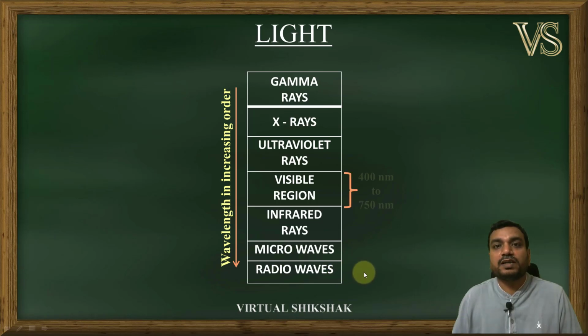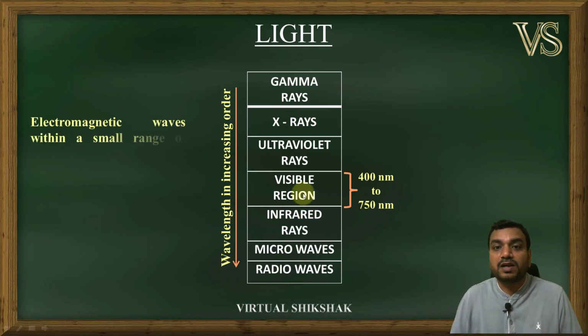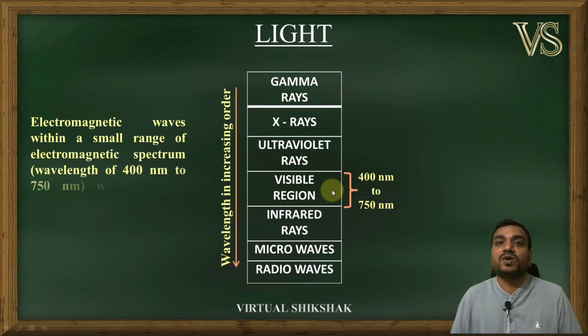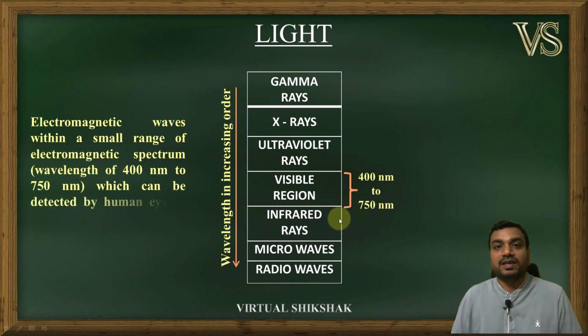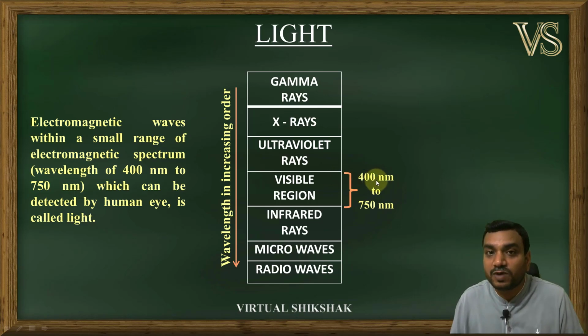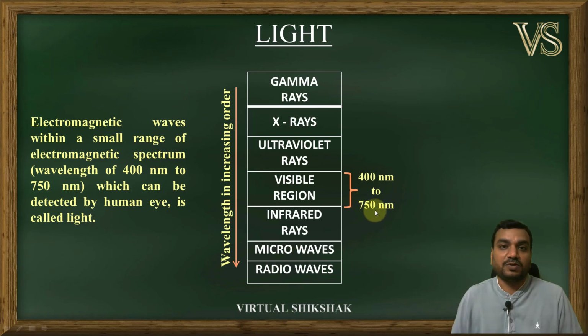The part of the electromagnetic spectrum whose wavelength varies between 400 nanometer to 750 nanometer can be detected by the human eye. This part of the electromagnetic spectrum which can be detected by the human eye is called light. I hope everyone has understood what is light.